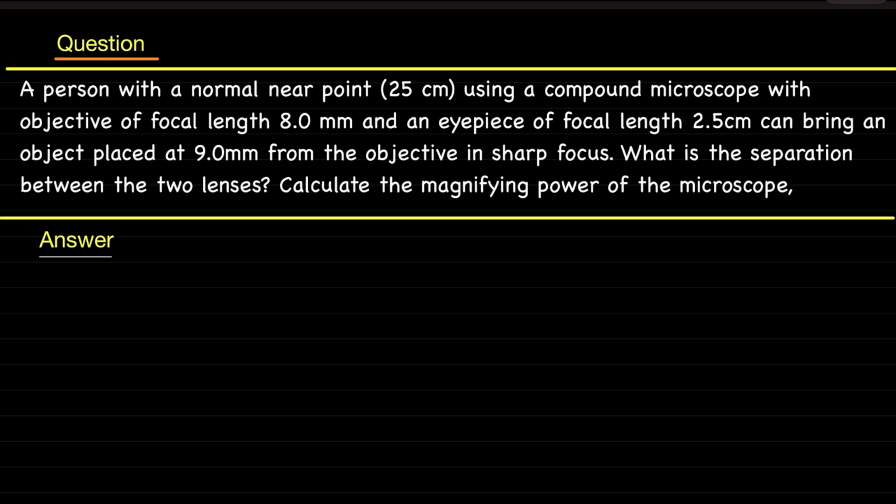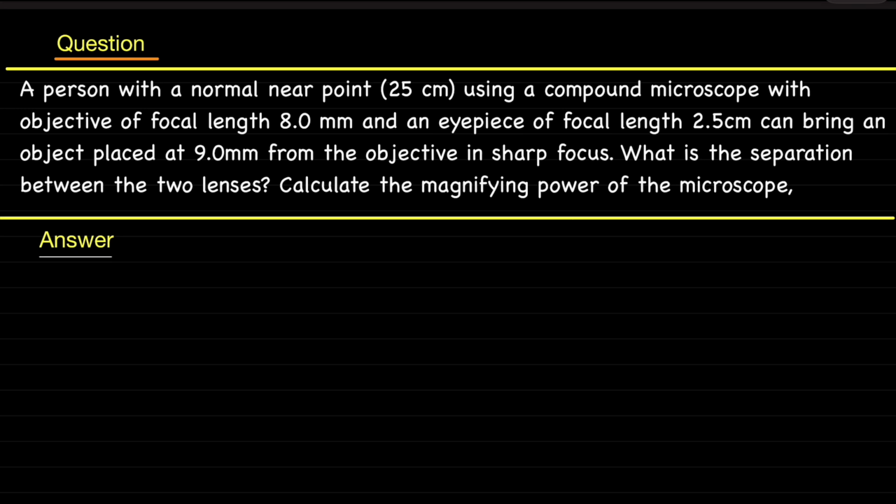This question is from Physics chapter Ray Optics. In the question it is given that a person with a normal near point 25 cm using a compound microscope with objective of focal length 8 mm and an eyepiece of focal length 2.5 cm can bring an object placed at 9 mm from the objective to sharp focus. What is the separation between the two lenses?